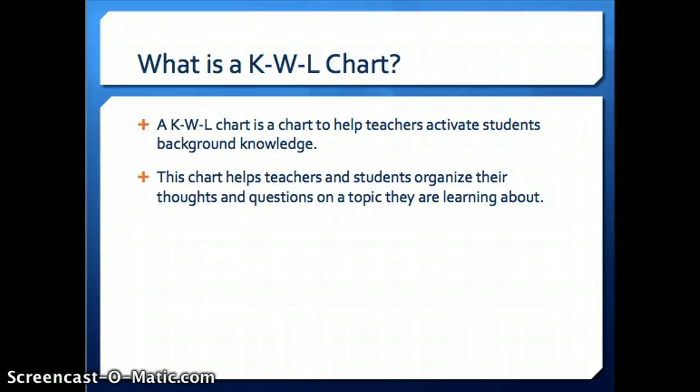What is a KWL chart? A KWL chart is a chart to help teachers activate students' background knowledge. This chart helps teachers and students organize their thoughts and questions on a topic they are learning about.